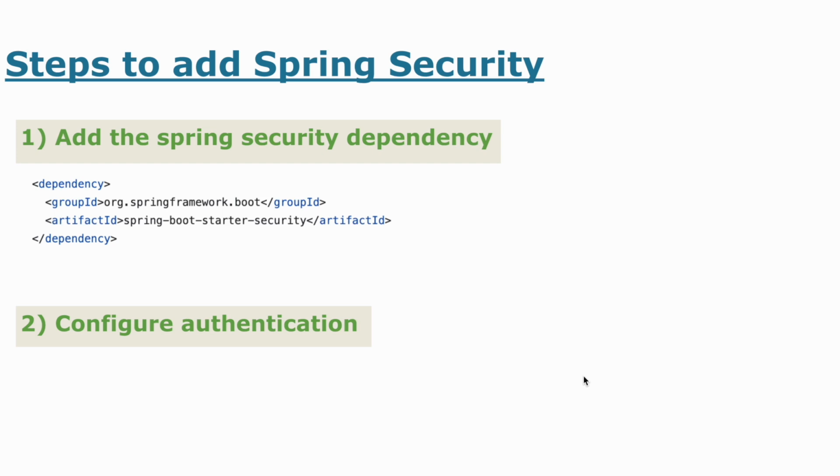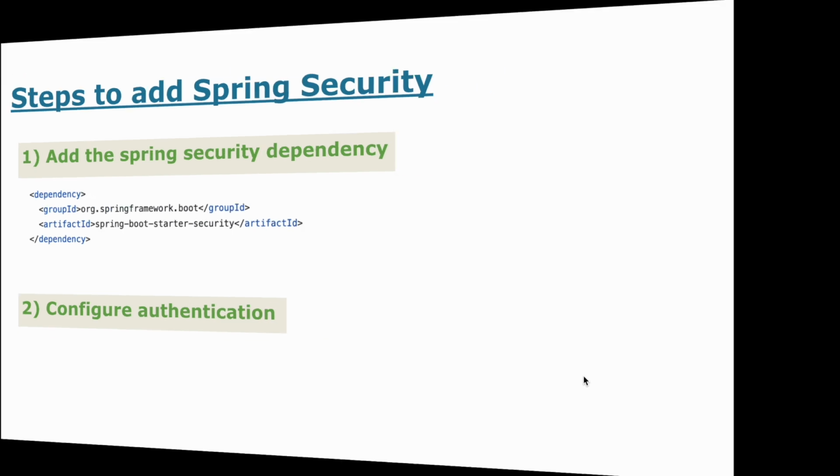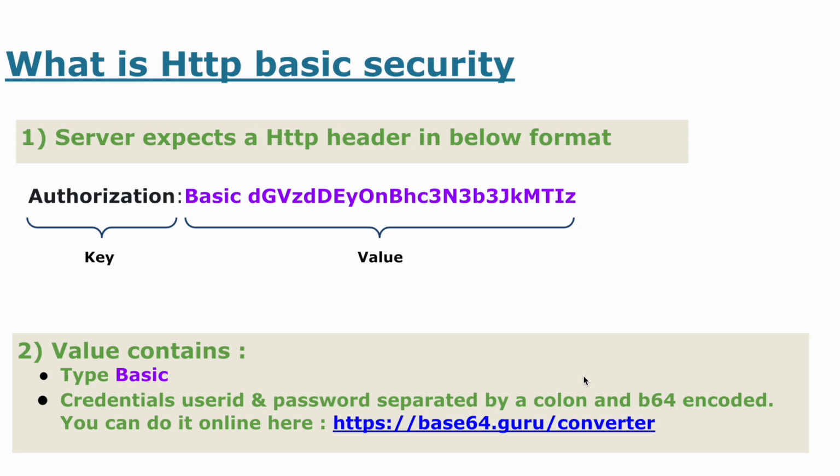And the second is we have to configure the authentication, the authorization mechanisms, etc. The second step is the most important step. Based on the type of security that we want to implement, based on the kind of authentication and authorization, we'll have to configure accordingly. And this series will explore all different ways of configuring authentication and authorization in Spring Security.